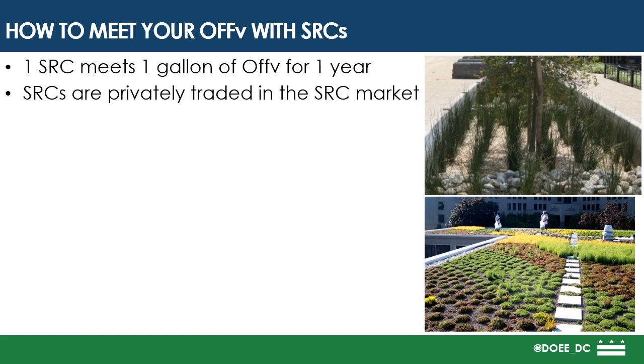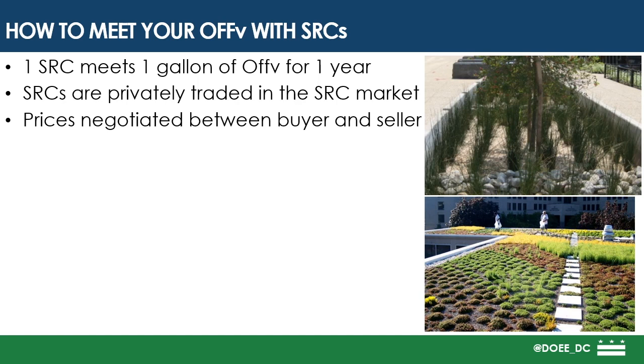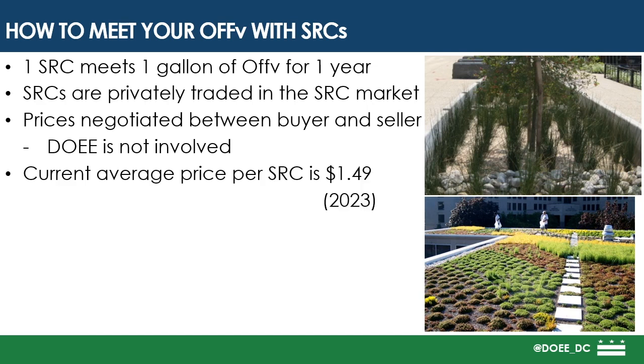SRCs are privately tradable on the SRC registry, which can be found in the surface and groundwater system. The price per SRC is negotiated between the buyer and the seller. DOE is not involved in these negotiations, but you can visit the SRC registry to see the current price listings, the recent 12-month average, and the average price per SRC from previous years. The current average price, as of recording this video, is $1.49 per SRC.